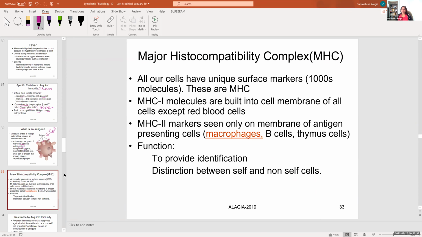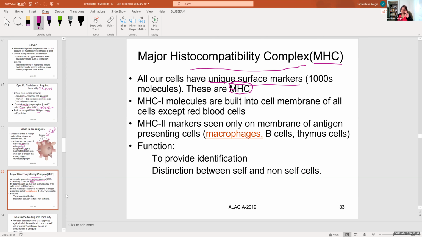Okay, so then what is self, non-self? We're saying an antigen is a non-self protein. What does it mean by self and non-self? All of our cells, we learned this in 144, have unique surface markers. These are part of what we call the major histocompatibility complex. That's why it's a complex. It's not a single protein. It's a group of proteins together, known as MHC.